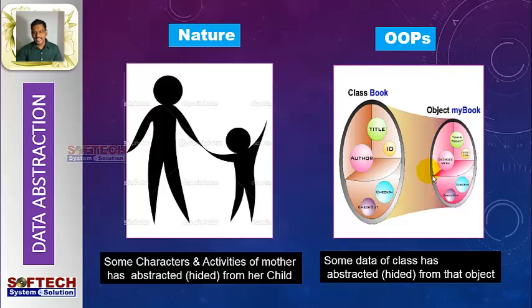The data extraction is called data abstraction. That is, we extract a few members of that class. We can hide unnecessary, that is unwanted, members of that class. This is data abstraction.